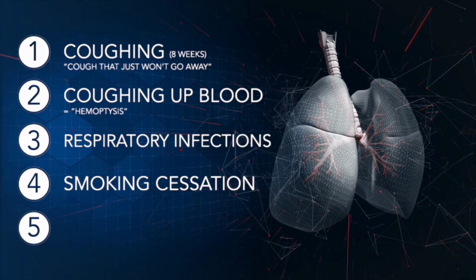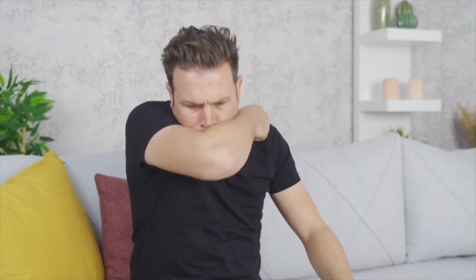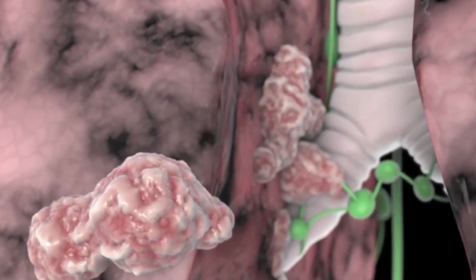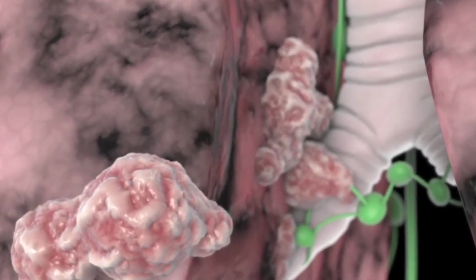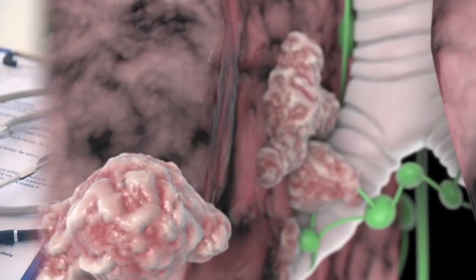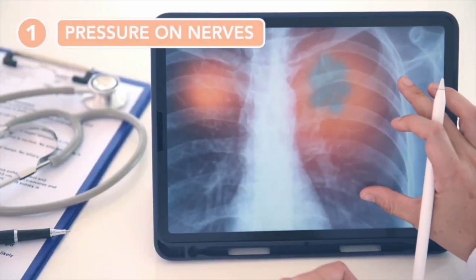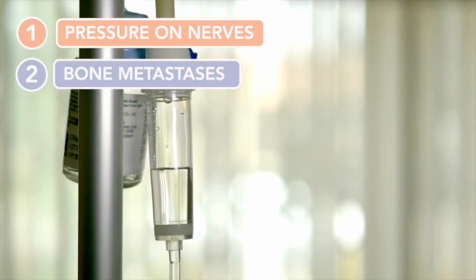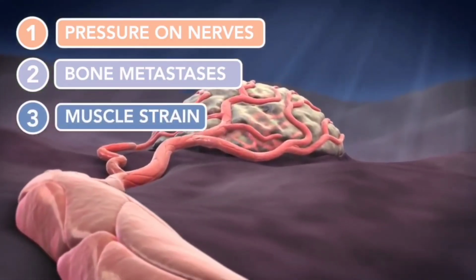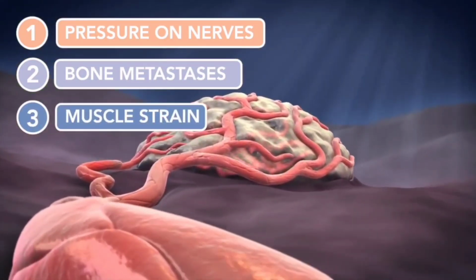And 5. Chest pain. Many people mention that they feel chest pain before they are diagnosed with lung cancer. The lungs themselves do not have nerves that sense pain, but pain can be caused by several things, such as the pressure of a tumor on nerves, pain in the ribs from cancer that has spread to the bones, muscle strain, or even rib fractures from repeated coughing.